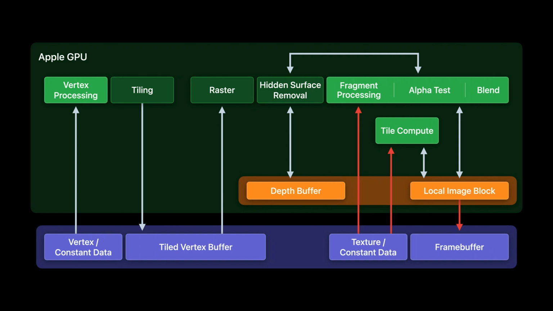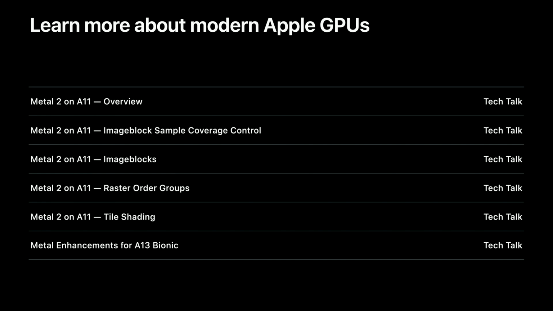Tile shaders and image blocks add a great deal of flexibility to the GPU. They also help you leverage the TBDR architecture of our modern Apple GPUs. You can learn more about Apple GPUs in the following Tech Talks. These Tech Talks also cover some great features we haven't talked about, such as raster order groups.